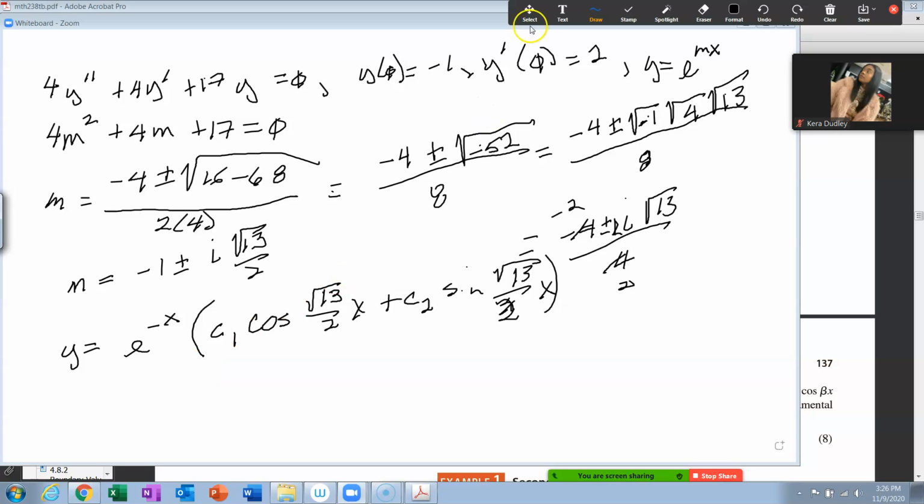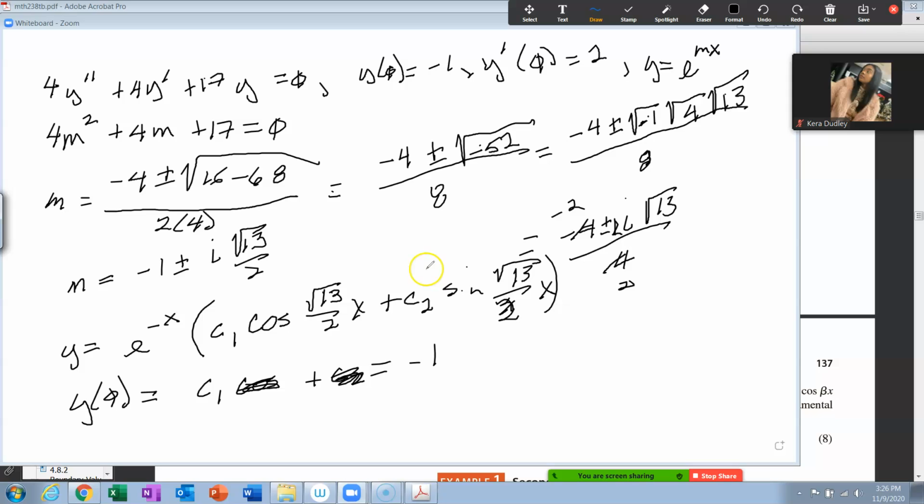Now, what we're going to do is plug in our initial conditions. Okay, y when x is equal to 0 would equal e to the minus 0, which is 1. So that's not going to contribute anything. c1 times the cosine of 0, which is 1. So that's not going to contribute anything. Plus c2 times the sine of 0, well, sine of 0 is 0, so that's not going to contribute anything. So c1 has to then be minus 1. Okay? c1 is equal to minus 1.